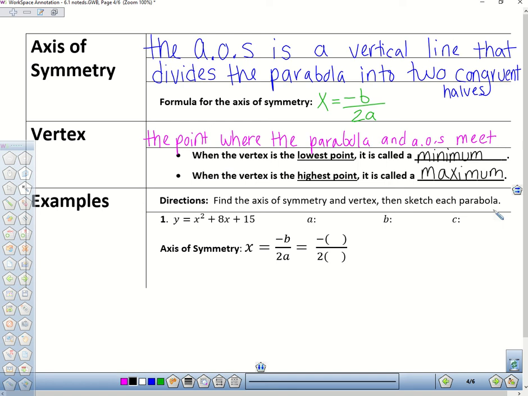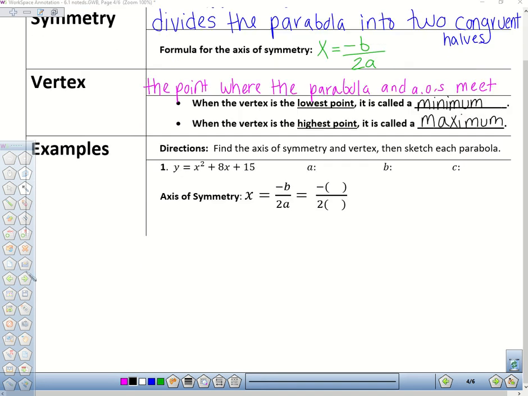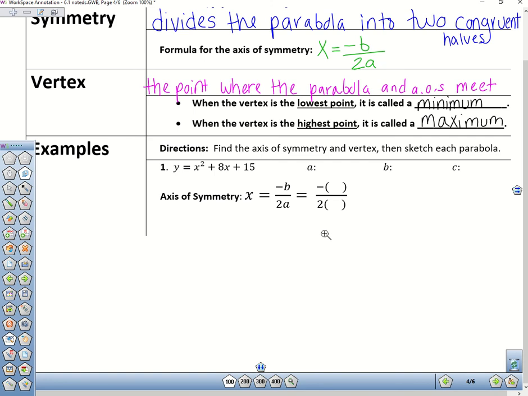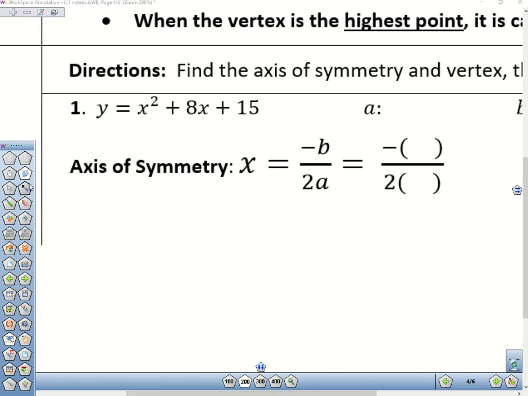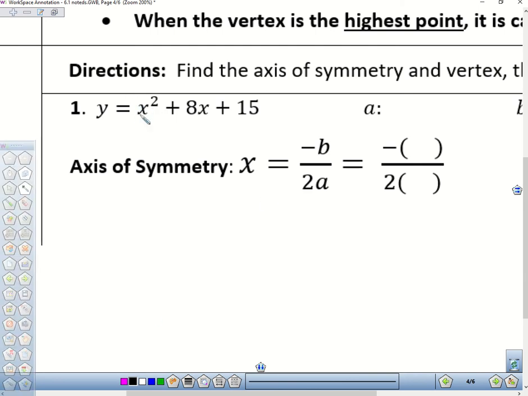So let's go through and find our first axis of symmetry and vertex, and then we're going to sketch the parabola. I'm not as concerned about the sketch because we can use Desmos, but we have to practice working with the numbers. So we have to look at what we call standard form to identify a, b, and c. So what is the coefficient? What's the number in front of this x squared? 1. Good, it's a 1. So we say that our a value is 1.